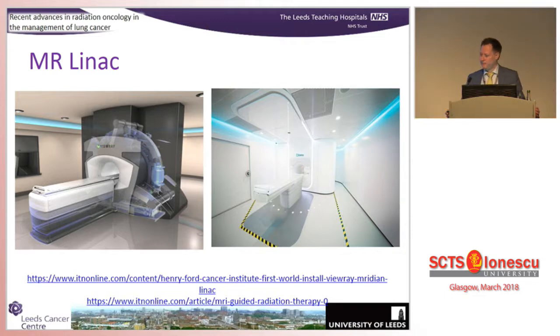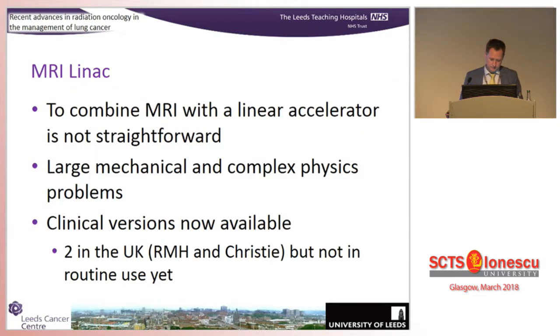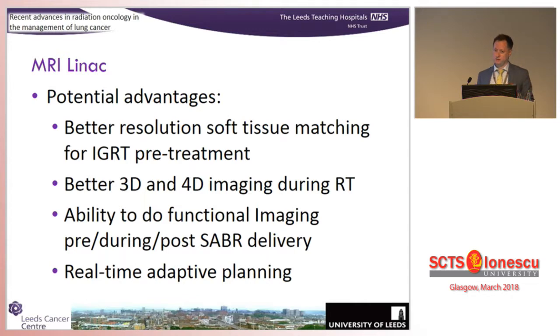It's very technically demanding. A magnet is not very good with radiation beams. It can bend those beams, it can affect those beams. So what are the potential advantages of that? It's not straightforward. Very complex physics problems. As I said, there's 2 versions available, but not routine use in the UK. But it has lots of advantages.